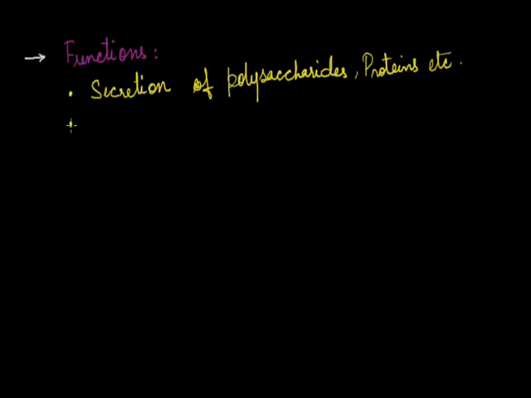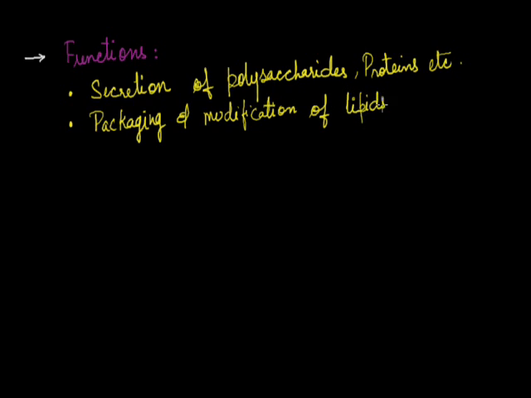Besides secretion, they also help in the packaging as well as modification of the lipids and proteins. Also, they help in the cell plate formation and later on middle lamella formation in the plant cell. And this process occurs during cell division, that is cytokinesis step.